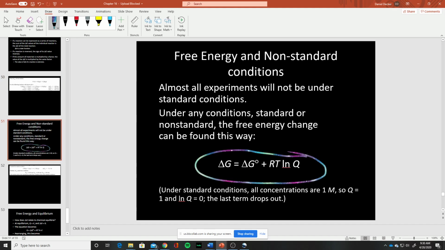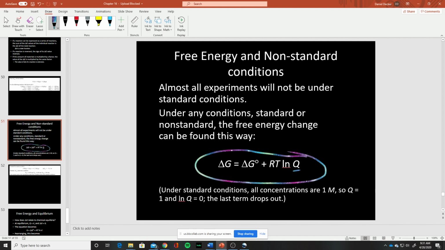So this is the equation for the non-standard Gibbs free energy. You will be using it on the exam. So know how to use this equation. And I will give you all the data you need to solve that. So be sure you know how to find Q.